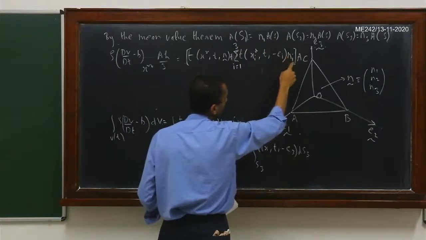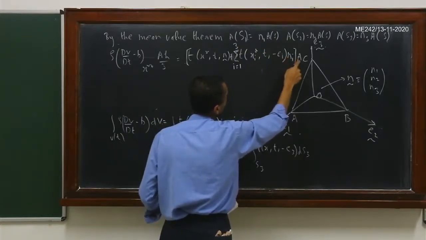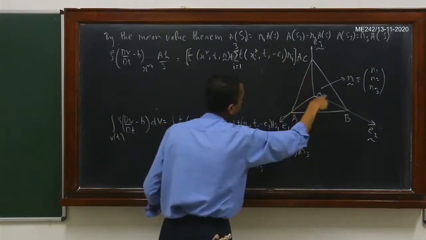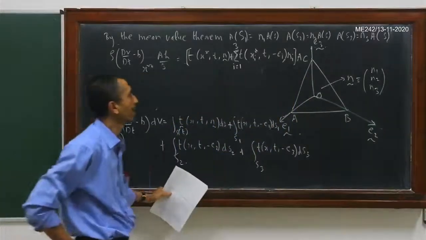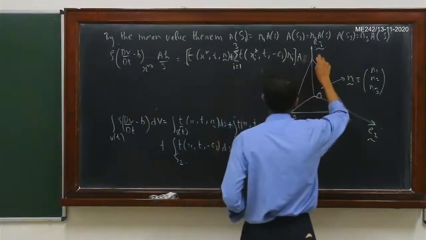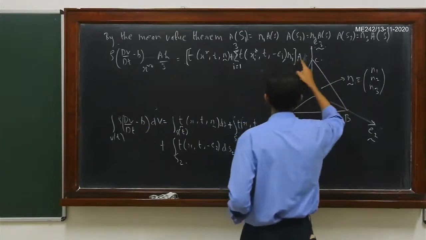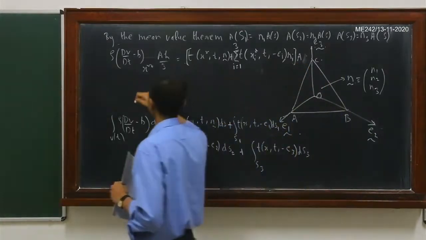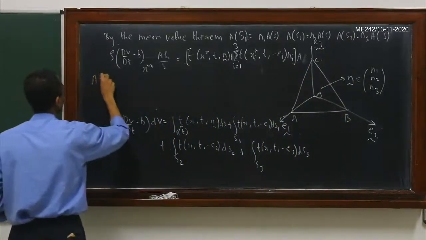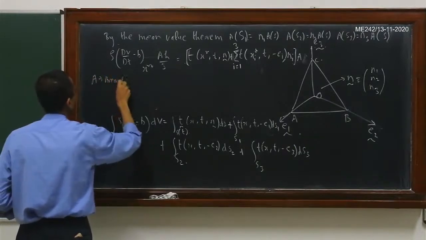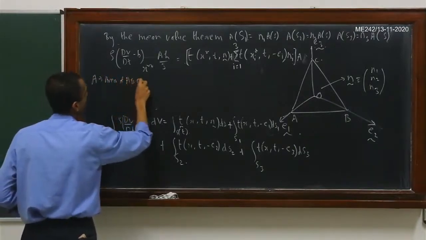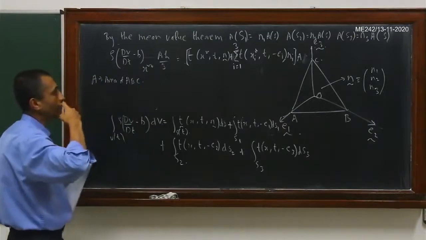So you will get N1 times A. So this A is just the area of this triangle ABC here. Okay, so this area A is actually the area of this triangle. So A is the area of triangle ABC. Okay, so we can write it in this particular way.